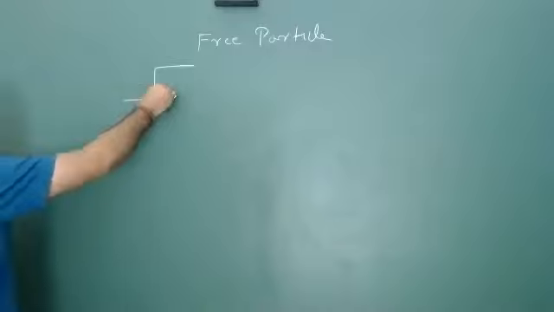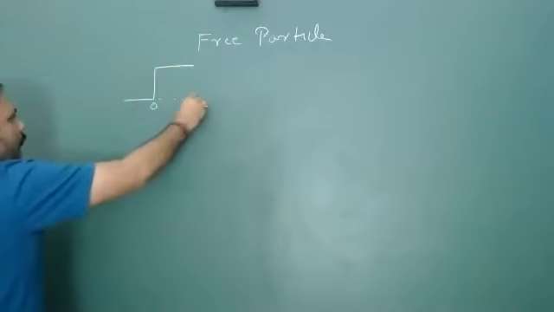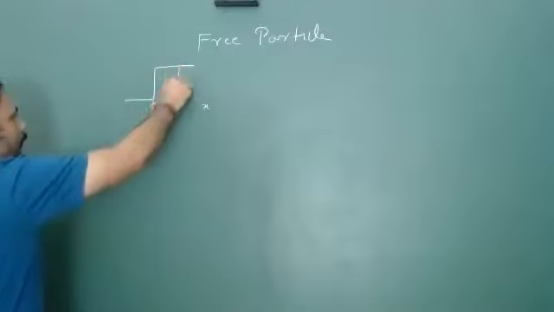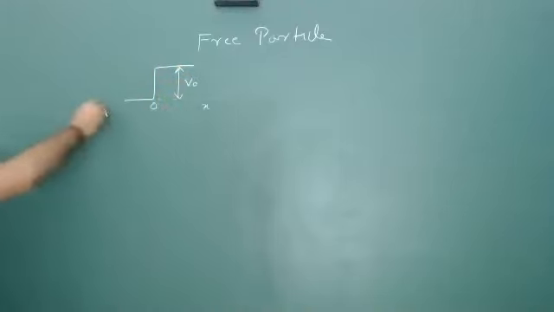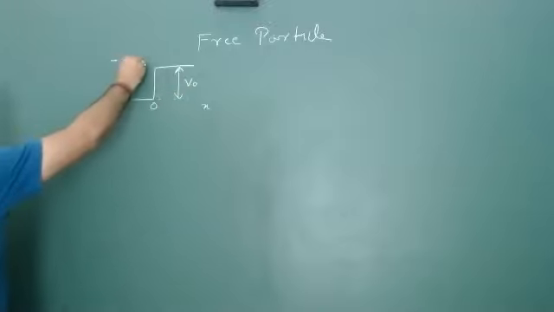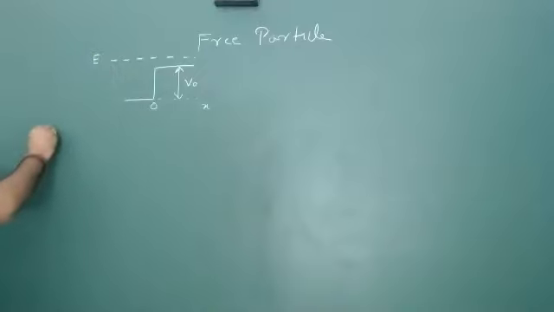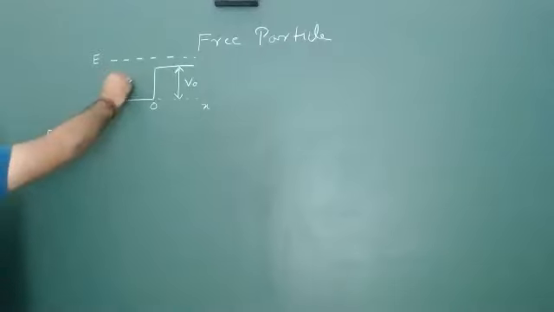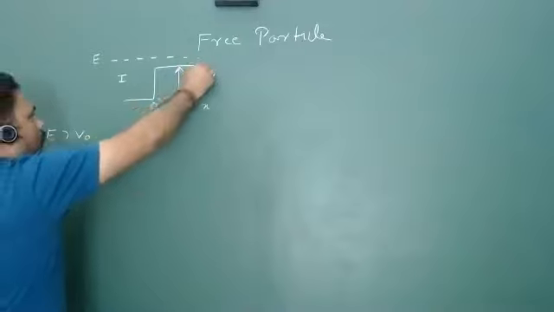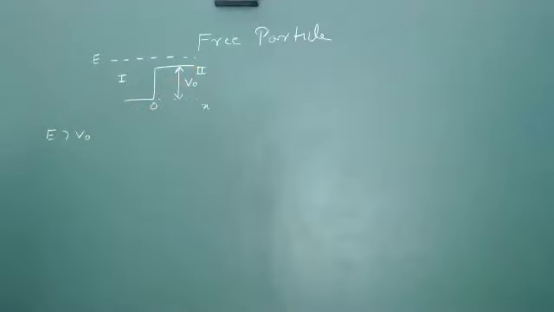Obviously, this is origin O. Let's say this is positive X, and this is the potential V naught. We are talking about a particle which has energy E, and E is greater than V naught. So we have two regions. This is region 1 and this one is region 2. We have solved the Schrodinger wave equation in region 1 and region 2.